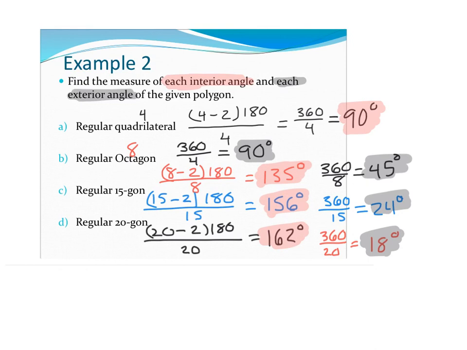Okay, so we can only do this if they are regular polygons. Regular meaning what? All the angles are going to be the same and all the sides are the same. So any questions on 6.1? Yes. What is concave or convex?